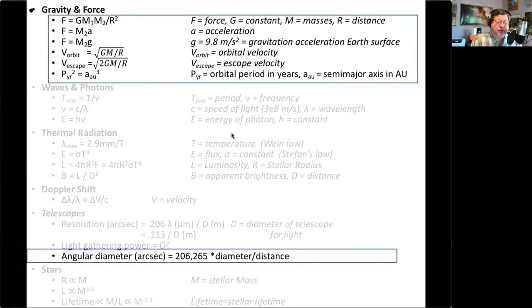Here are the equations you're responsible for from the equation sheet. The equation sheet formula file is also posted under resources on WebAssign. Note that you are not responsible for calculating anything. You are responsible for things like, if I double the distance between two objects, how does the force go? Does the force go up? Does the force go down? Does it go down by half? Does it go down by a quarter? You'll be very responsible for that.